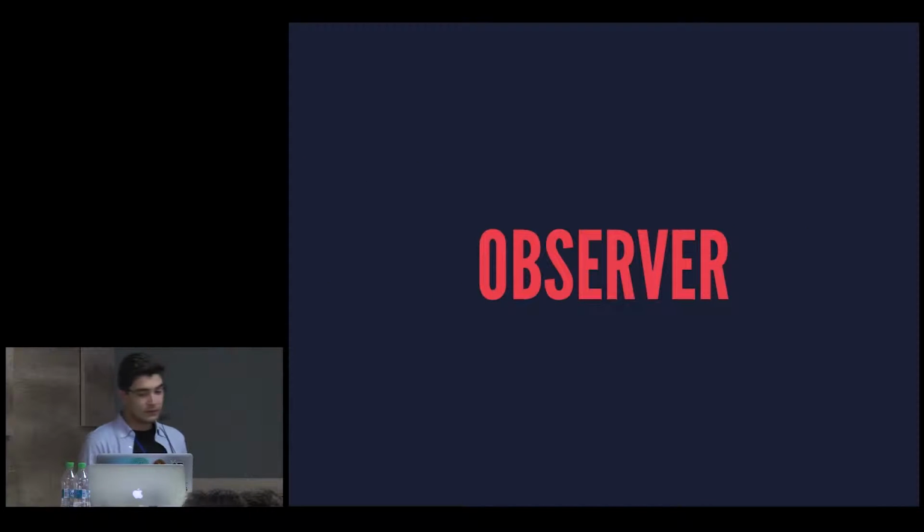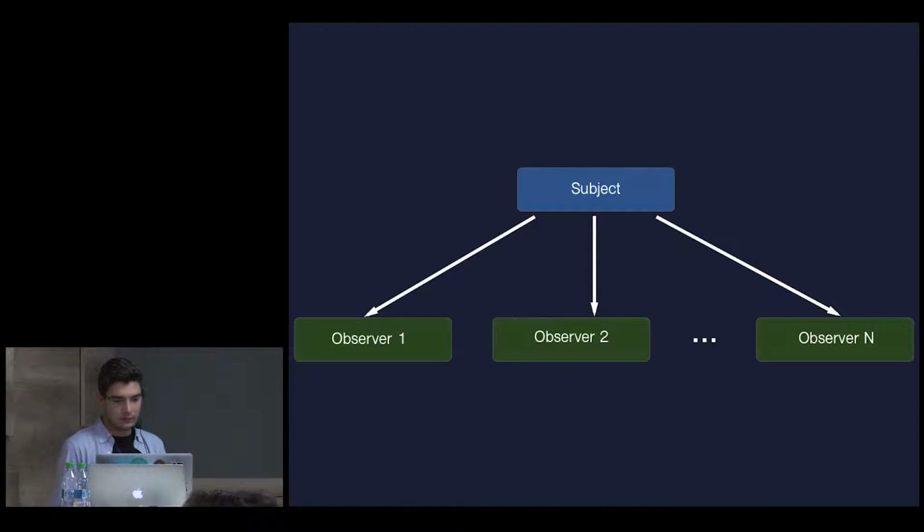And the second one is observer. It's pretty similar to iterator. You also have the data as a producer and the consumer. But the only difference between them is the direction in which the data flows. So in this case, not the consumer is in control, but the producer. The producer decides when to give the data to the consumer. And this is how it looks.